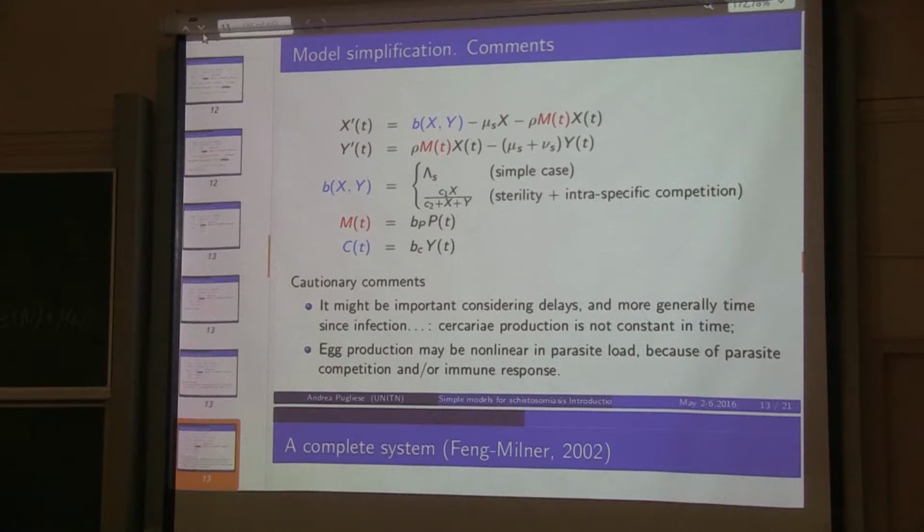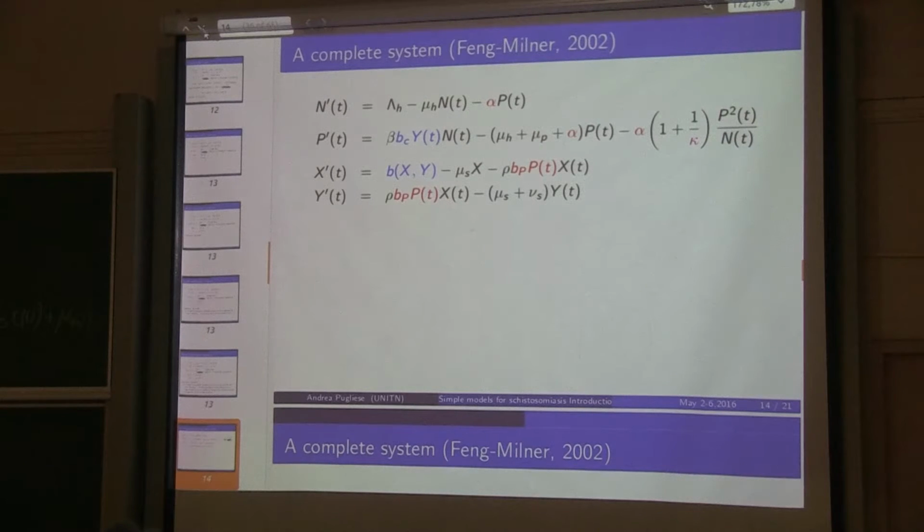And also something that all people that work with parasites tell, that actually egg production is not proportional to individual parasite burden because there is sexuality, so you need at least 2 worms to start. But also there is an effect of competition in parasites and the immune response. So actually a nonlinear form must be closer to reality. So now we have the complete system. This one I've written comes from a paper by Jilan Feng, Fabio Milner, and Lee of 2002.